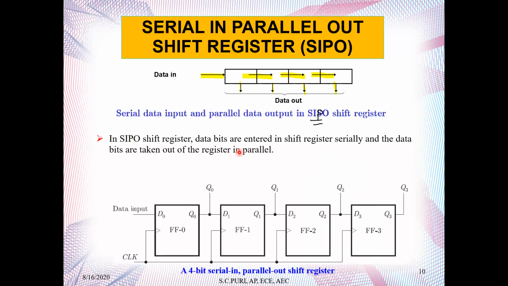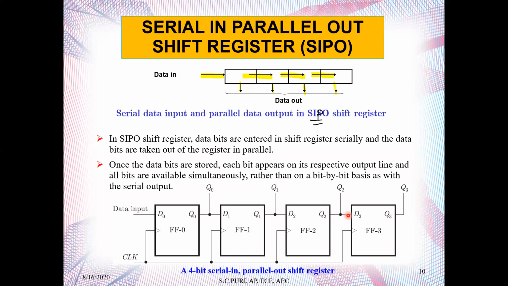You can see here, this is the data input. Same like serial in serial out configuration, but here instead of taking output from the last flip-flop, like in the SISO case, whichever you want to say in the register configuration, here we are taking the output parallelly from all the connections over here.